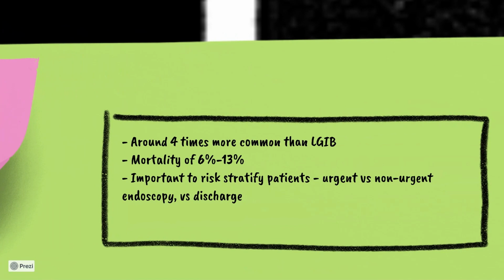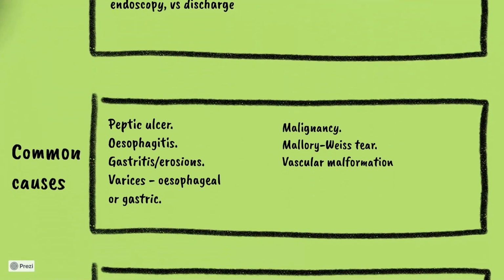endoscopy or discharge. There are several different causes of an upper GI bleed, and they include a peptic ulcer, which is an erosion within the gastrointestinal wall, and it can also include inflammatory conditions such as esophagitis and gastritis, and it can also include varices. Varices are dilated vessels secondary to portal hypertension due to underlying conditions such as cirrhosis. Other conditions can also include malignancies, so if you have a gastric or esophageal tumour, these can also bleed.